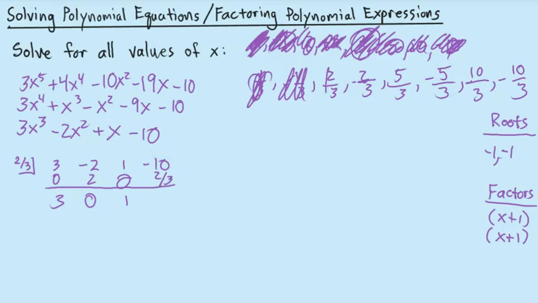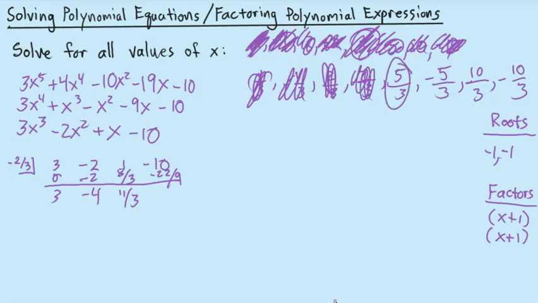All right, we're going to try now -2/3. We'll put a 0 here. 3 plus 0 is 3. 3 times -2/3 is -2. -2 and -2 is -4. Times -2/3 is +8/3. +8/3 plus 1 is 11/3. 11/3 times -2/3 is -22/9. Minus 10 is not 0. So we're crossing out -2/3.